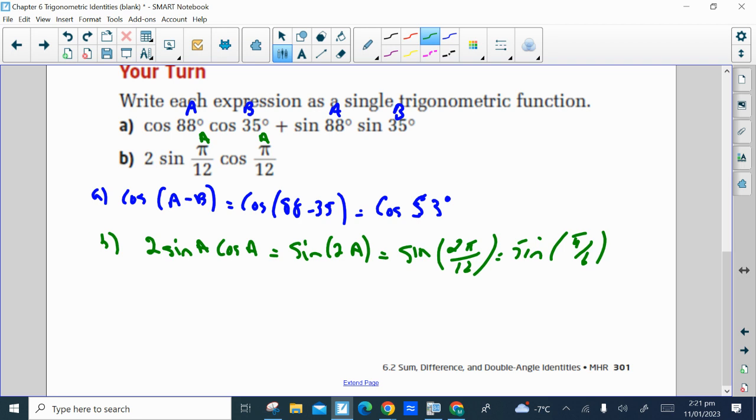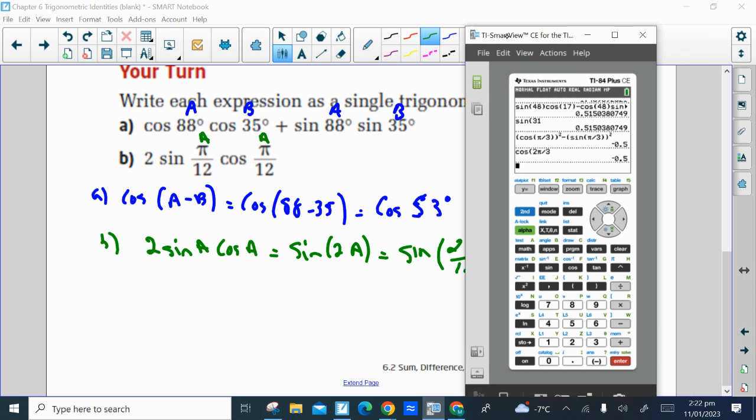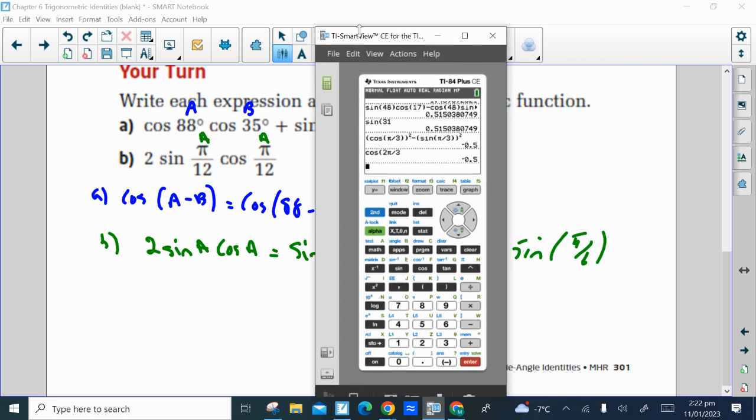So that original expression, 2 sine pi on 12 cos pi on 12, should be equivalent to the sine of pi on 6. So we'll check that. Making sure our calculator is now in radian mode, and it is. 2 times the sine of pi on 12 times the cosine of pi on 12 is that decimal, positive a half.